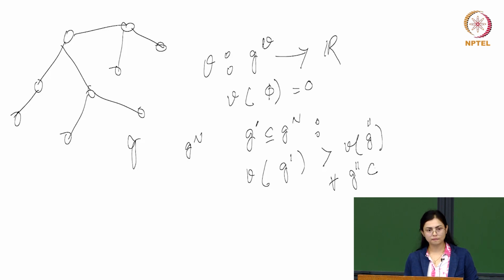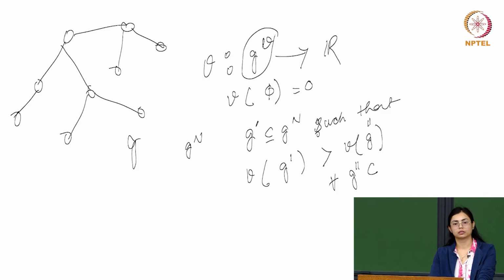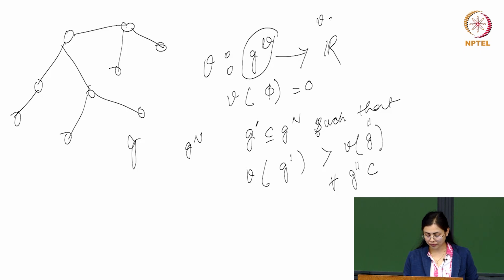Ma'am, just to clarify the notation, what is GV? G raised to V? Oh, this one, this is not a subset. V is a function from G raised to V to the reals. This is the domain, the complete network. Suppose V is the set of nodes, that will be the complete network. Okay, ZV is the complete network.